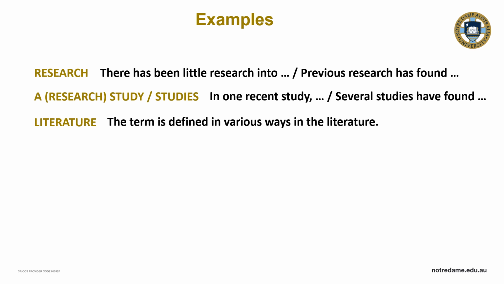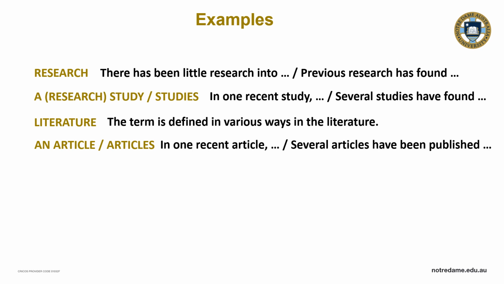But when we want to specify specific published works, we'll use the word article to refer to those that we find in a journal. You can say a journal article or just an article, and then the plural is articles. So, in one recent article, and several articles have been published.